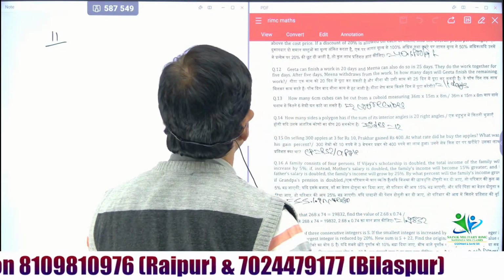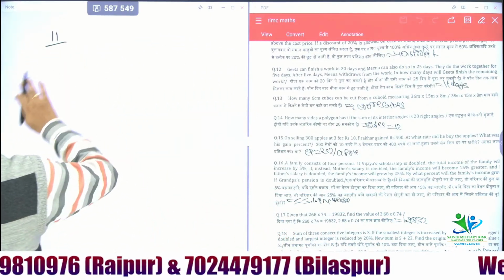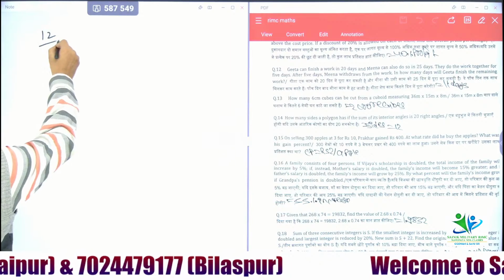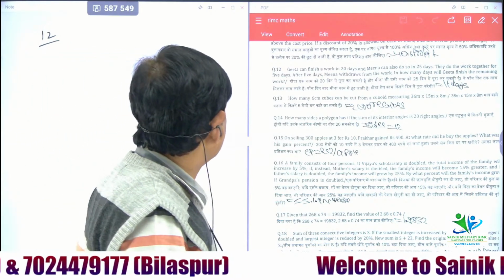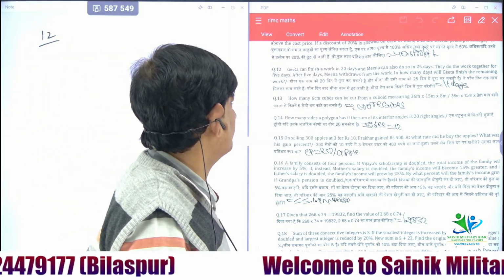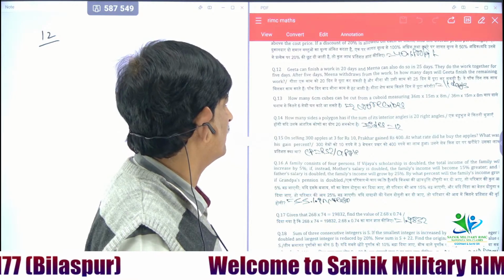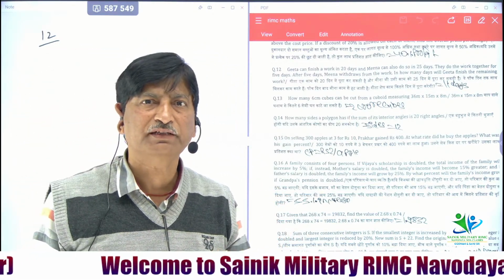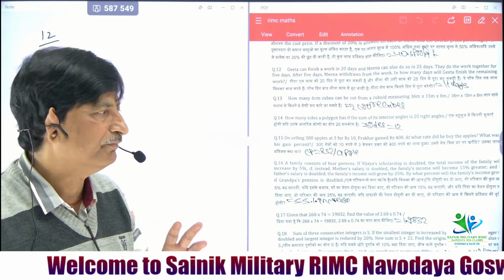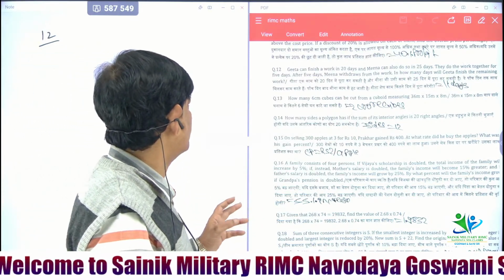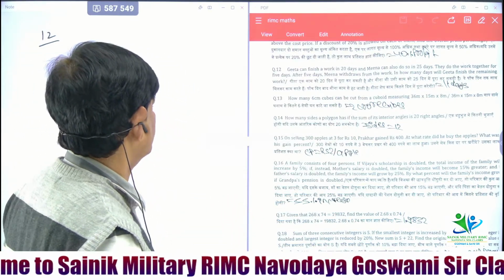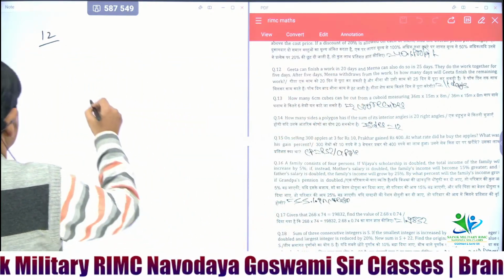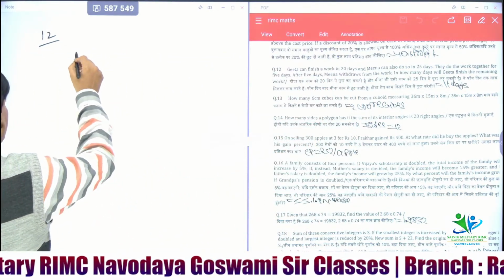Now see the question number 12. Geeta can finish a work in 20 days and Meena can also do the same work in 25 days. In this type of question, you have to find the work done by both separately in one day. तो गीता 20 days में one work. तो गीता in one day, दोनों के one day का work निकालेंगे.